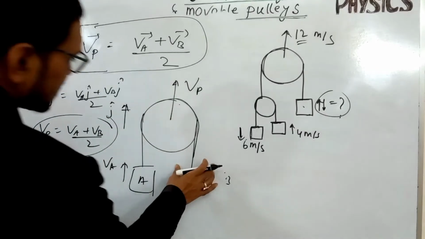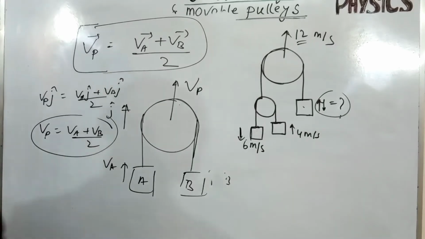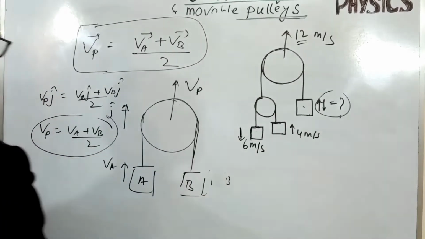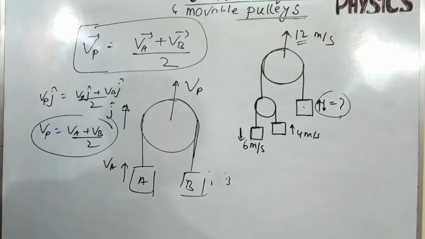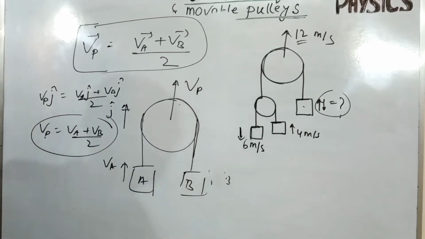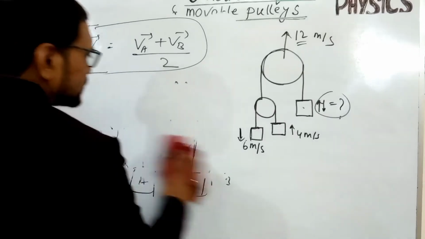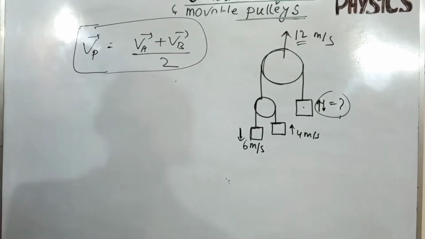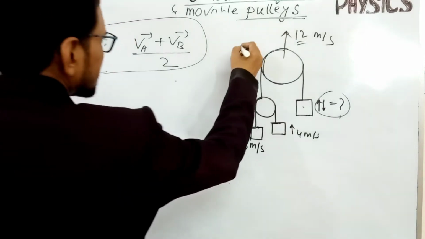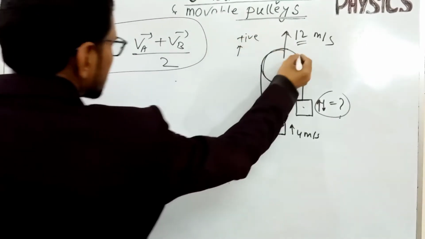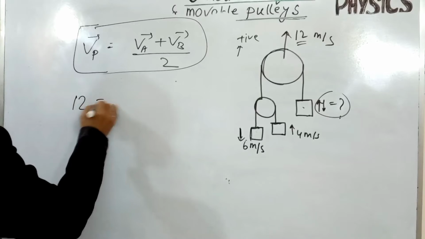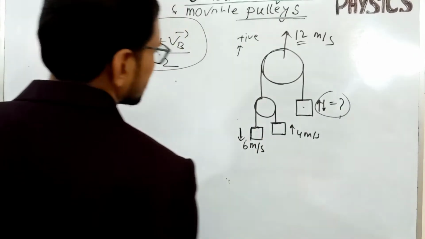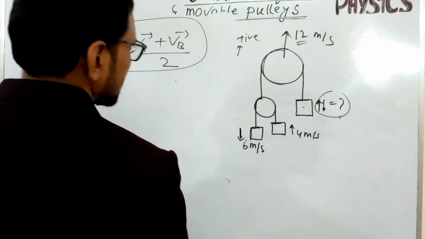And if the direction of one block is reversed, then we take it as negative. So we apply this formula. Now if we apply this, upward direction is positive. The velocity of the pulley is given as 12. First we take the velocity of this.